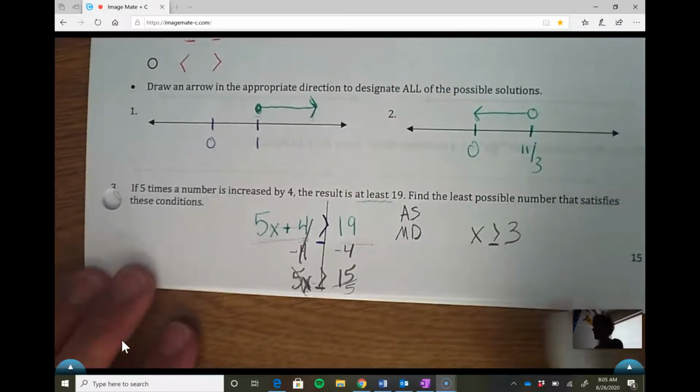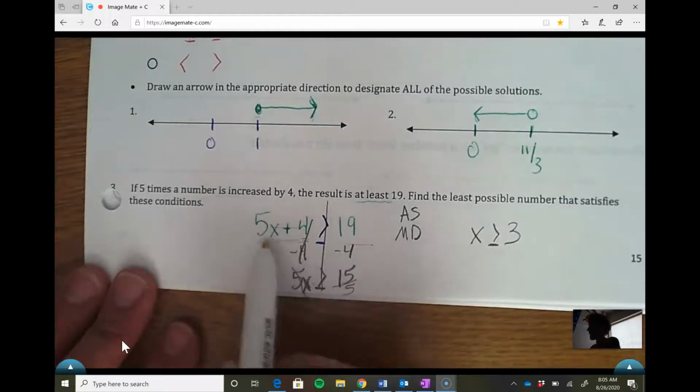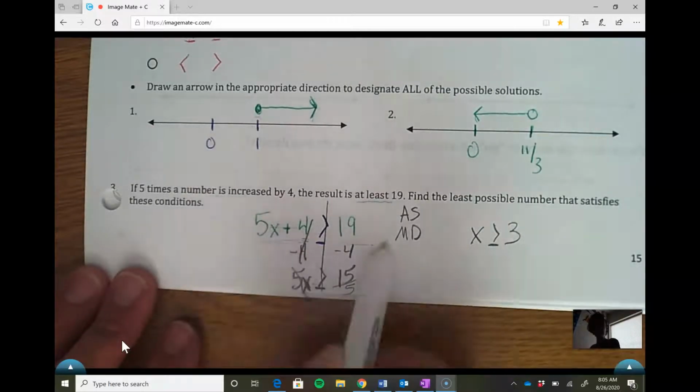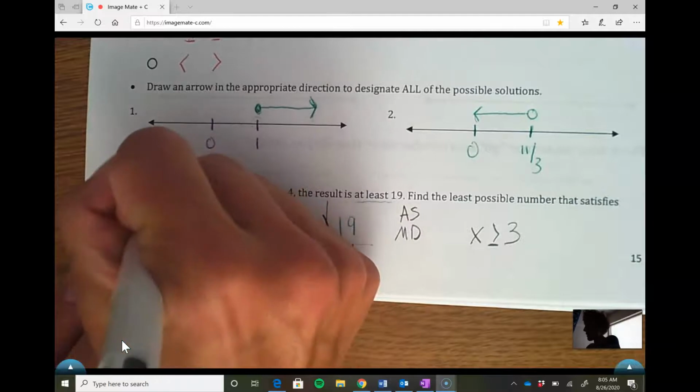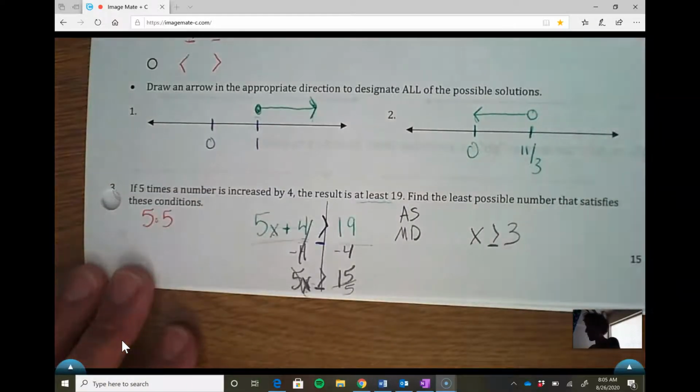So, something that's bigger than 3. Well, 5 is bigger than 3. So, if I pick 5, it should make this inequality work. So, here goes. I'm going to put 5 in for x. I just picked some number bigger than 3.